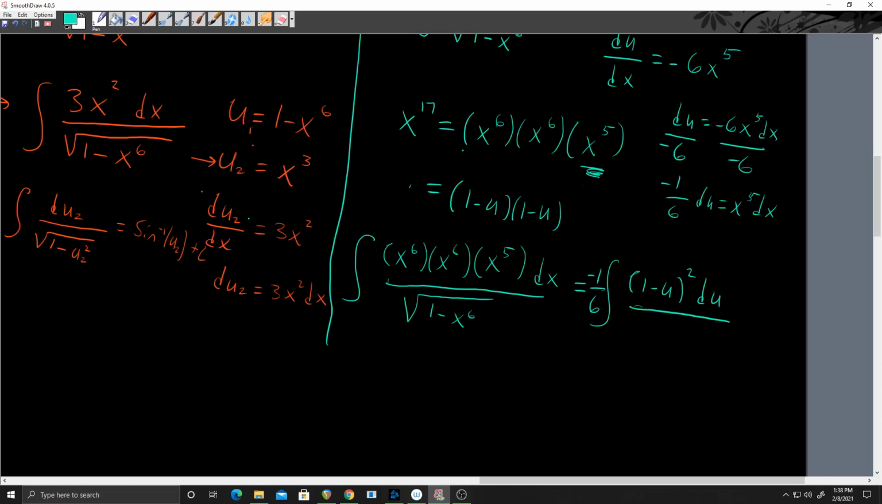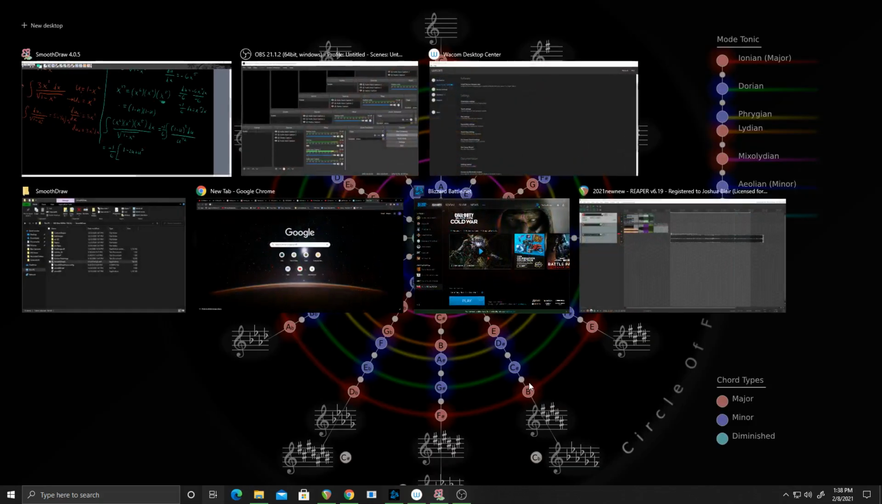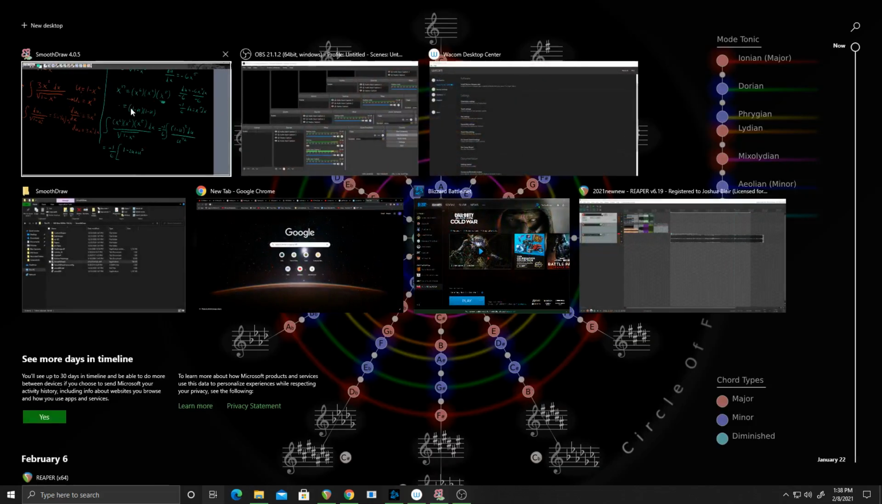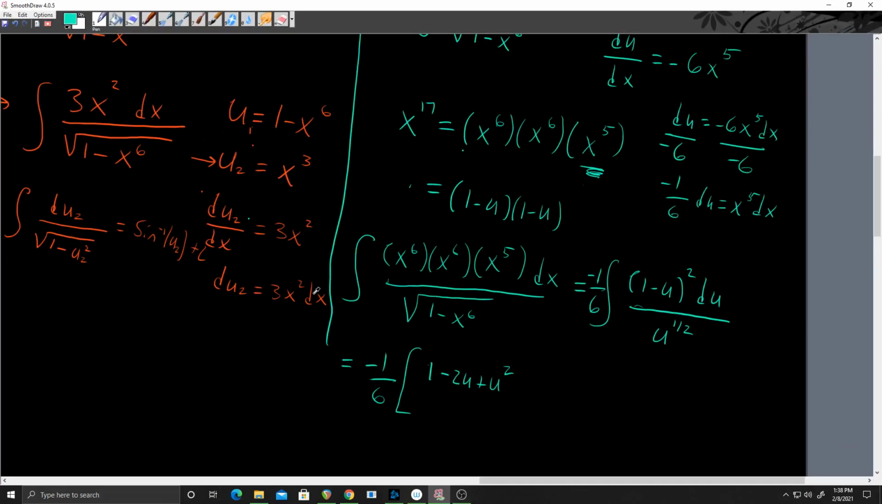And then over, and now, of course, u, like we said, was 1 minus x to the 6th. So this is going to be u to the power 1/2 down here. Okay, so now all we got to do is some algebra, separation, and integration. So here we go, negative 1/6. And now 1 minus u squared, if I square that whole thing, it's going to be 1 minus 2u plus u squared.